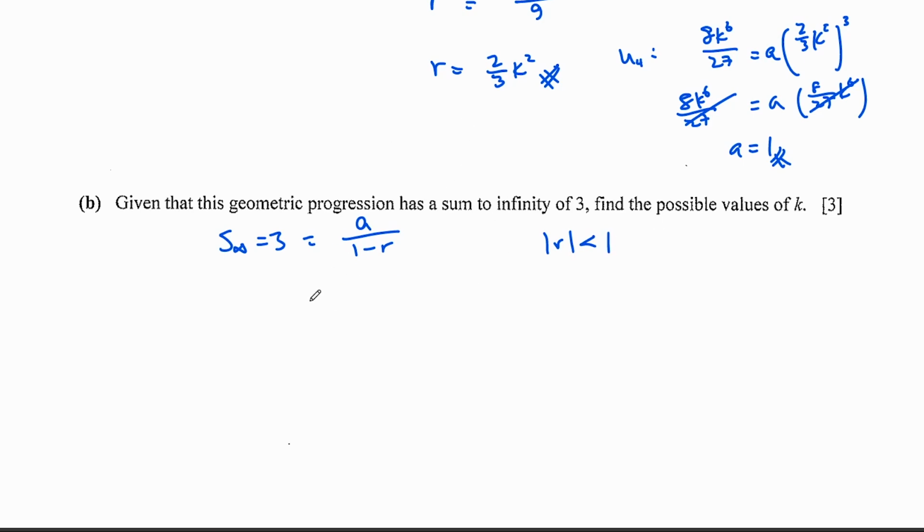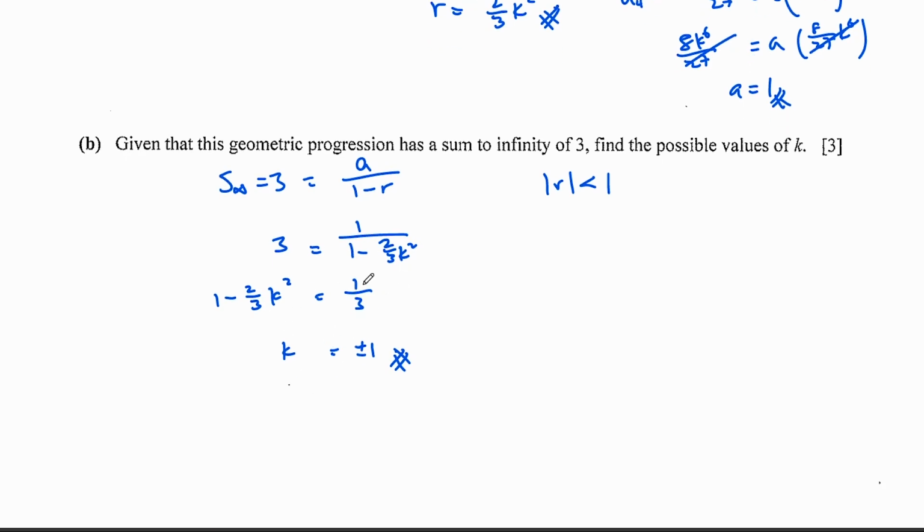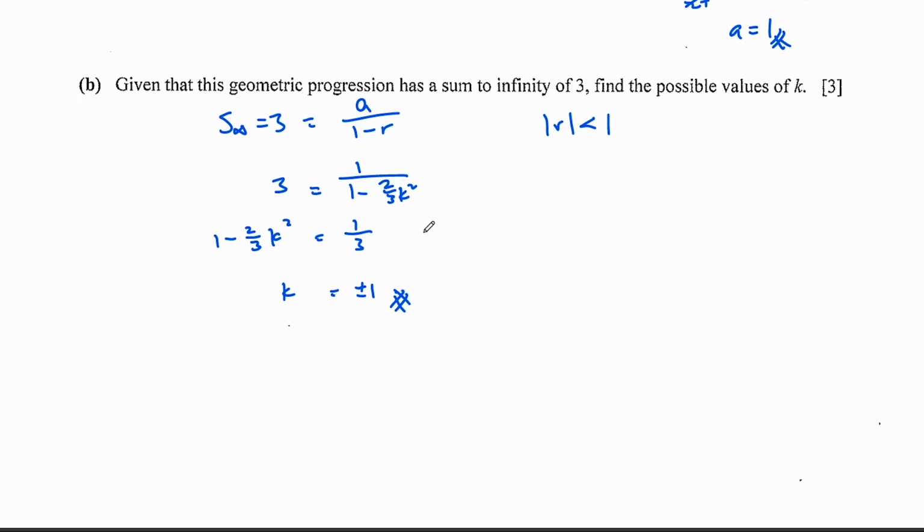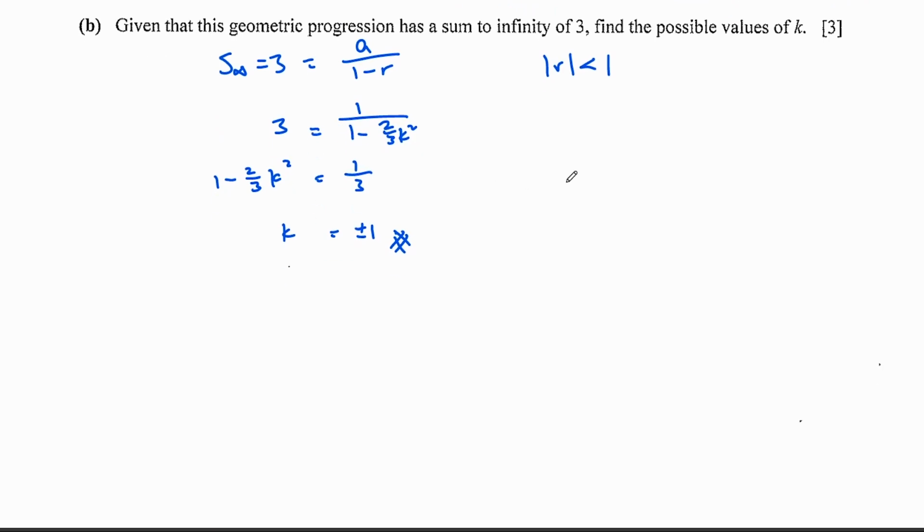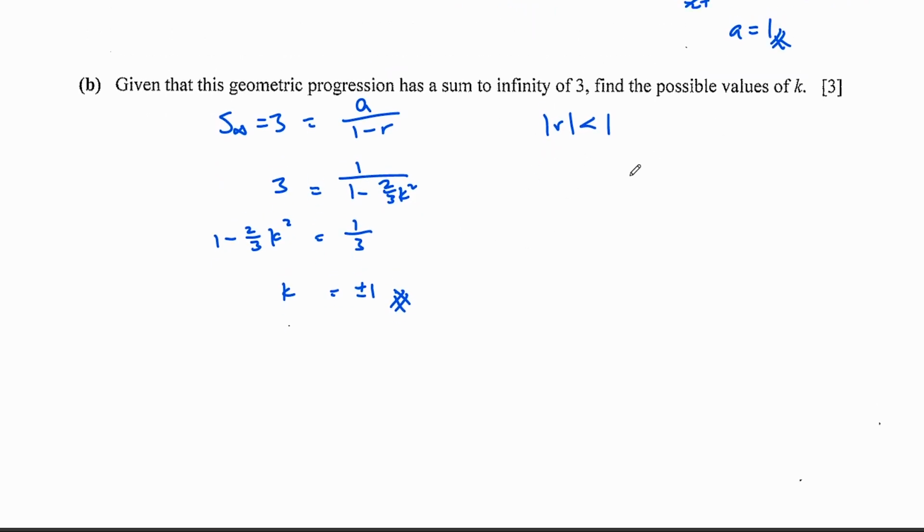So once we take this into account, let's try and solve for this one. So a we know is 1, so I'm going to just rewrite it. Right, so once you solve this equation, you should be able to get k is plus minus 1. So those are the two possible values of k. But let's also check whether this is validated by this condition or not.